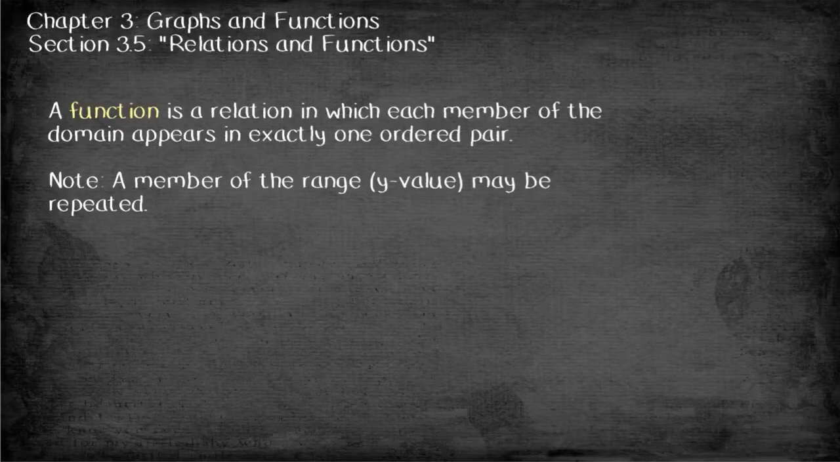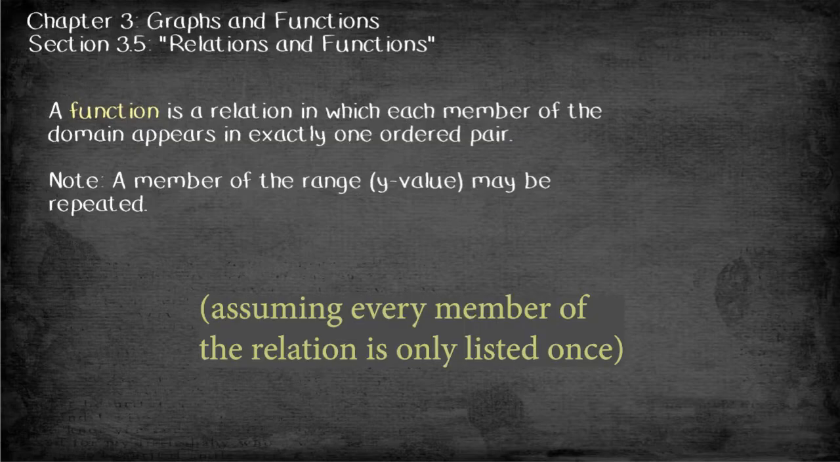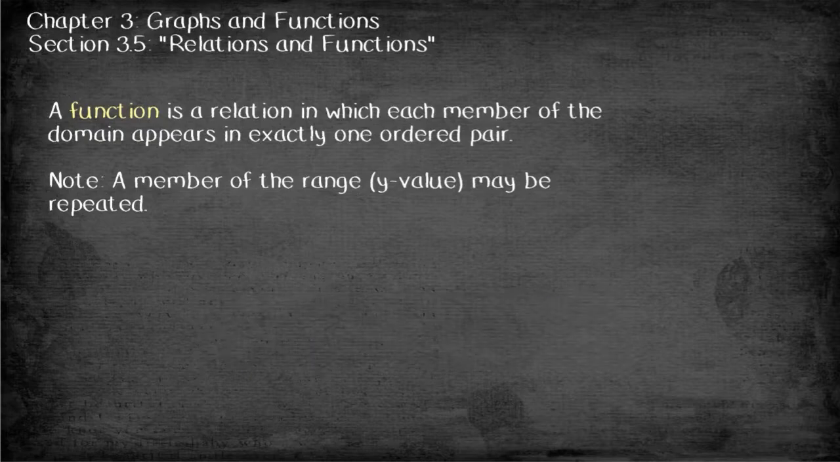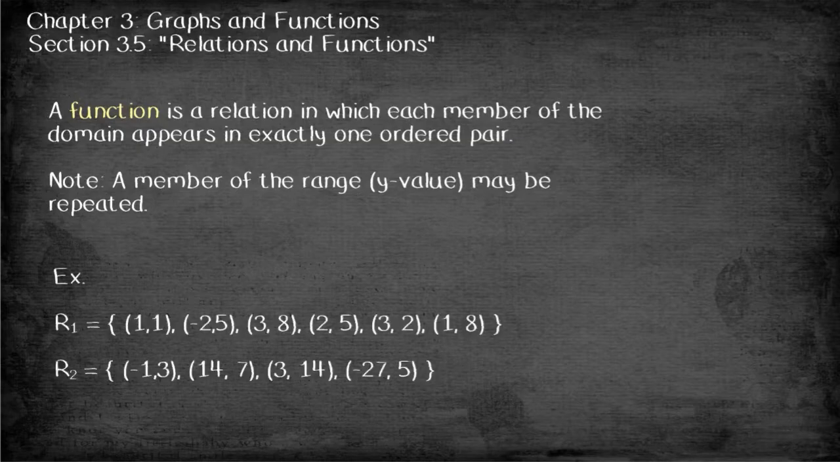So, a function is a relation in which every member of the domain appears in exactly one ordered pair. What that means is you will never see the same x value more than once in the relation. And just a quick side note here that the range, the y values, can be repeated. That's okay, but we don't want to repeat the x values.